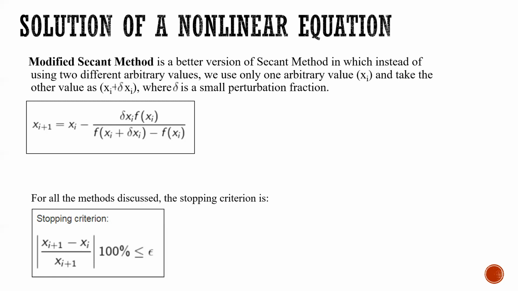Now for all the methods discussed above, the stopping criterion is xi plus 1 minus xi upon xi plus 1 into 100% is less than or equal to some epsilon.